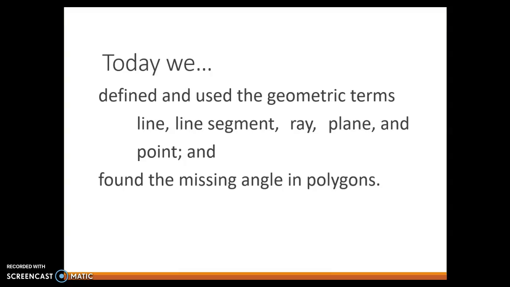All right, guys, short and sweet. Today we defined and used geometric terms. Let me go back and rephrase that. We used the geometric terms line, line segment, plane, and point. We didn't talk about ray today, but we'll talk about that in class. We did find the missing angles in polygons using our formula for the sum of interior angles, which is the number of sides minus 2 times 180.